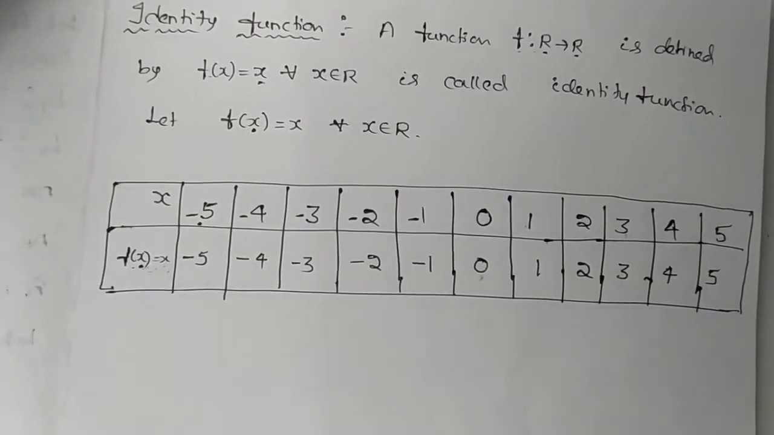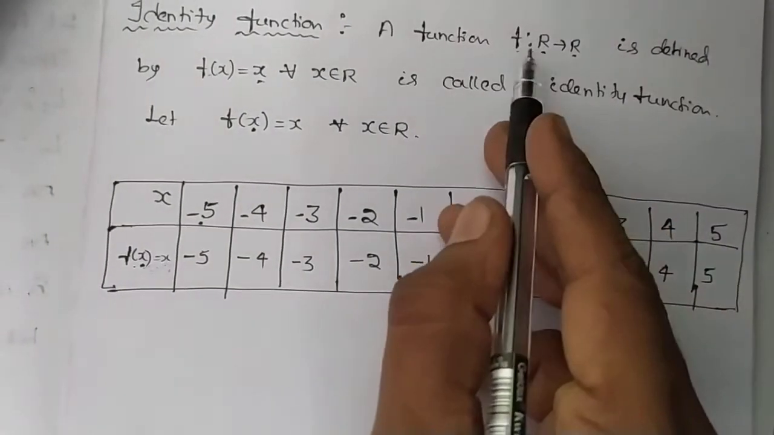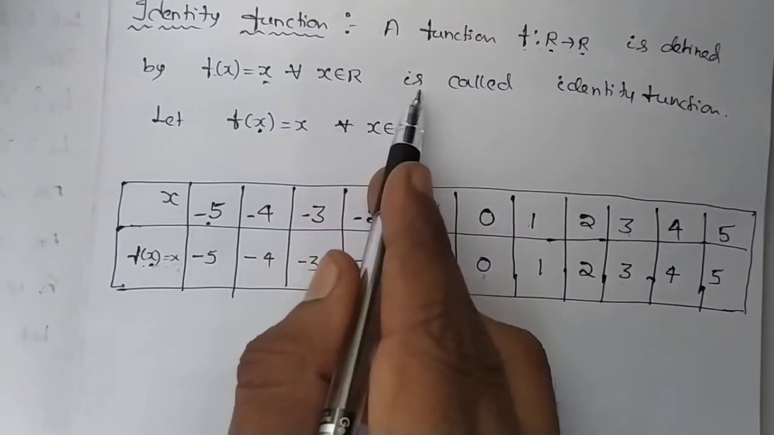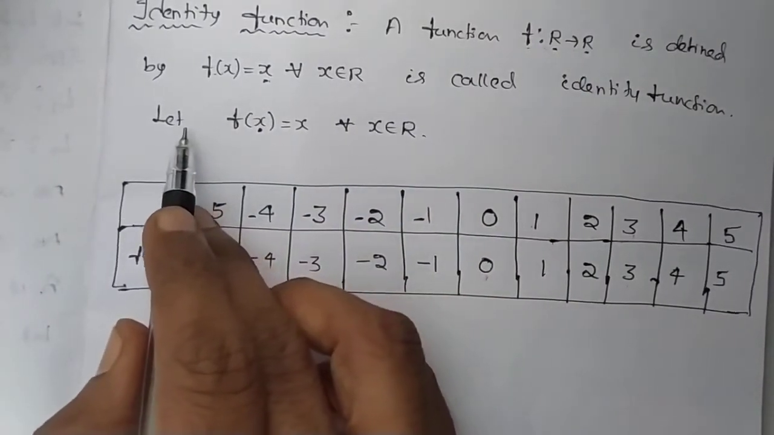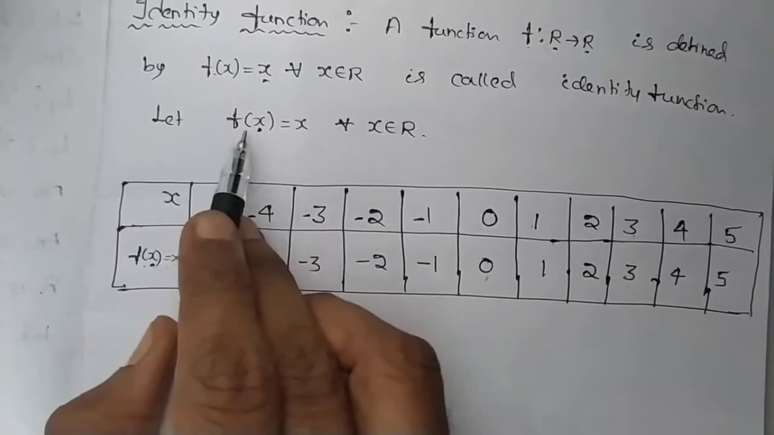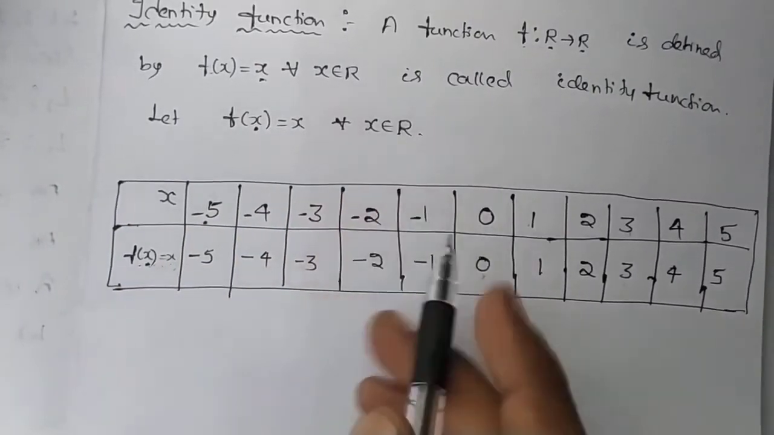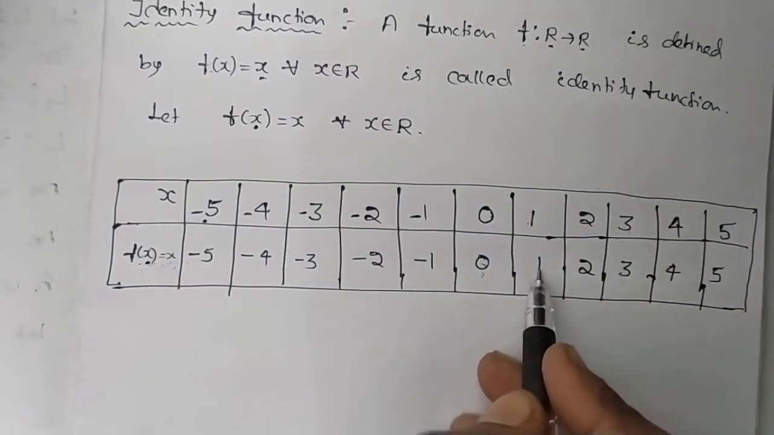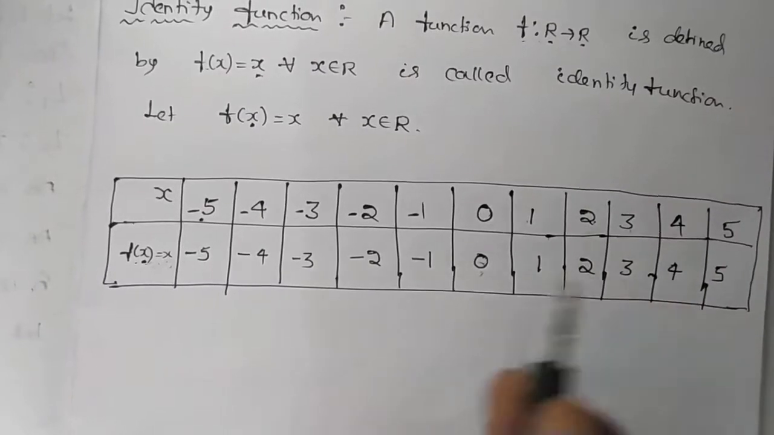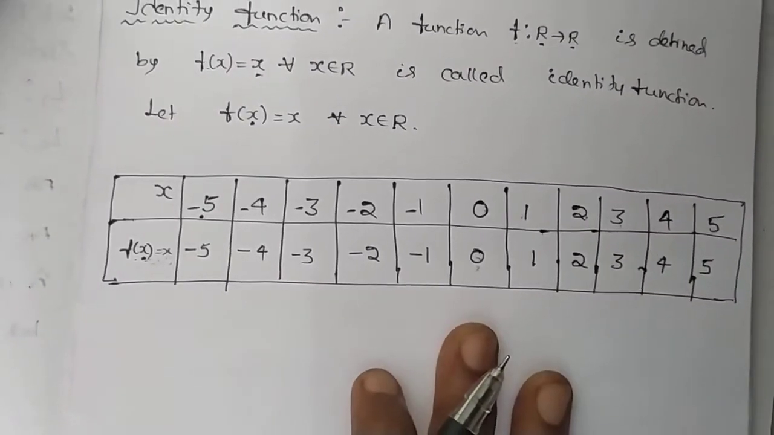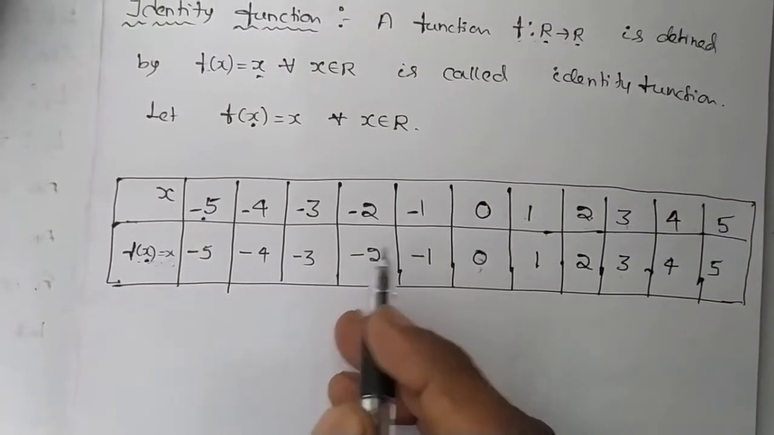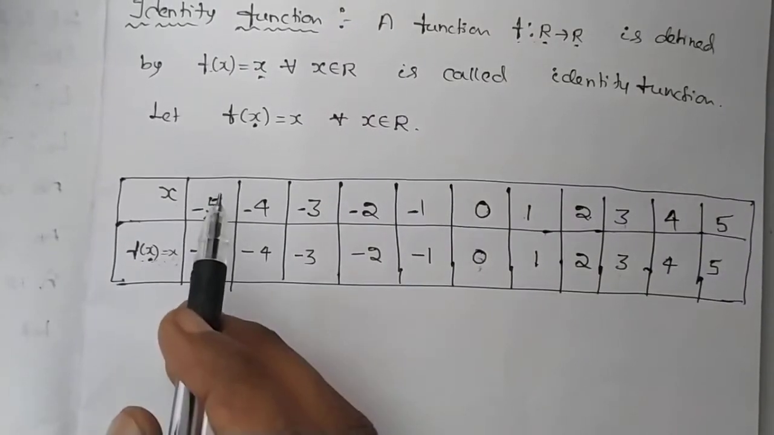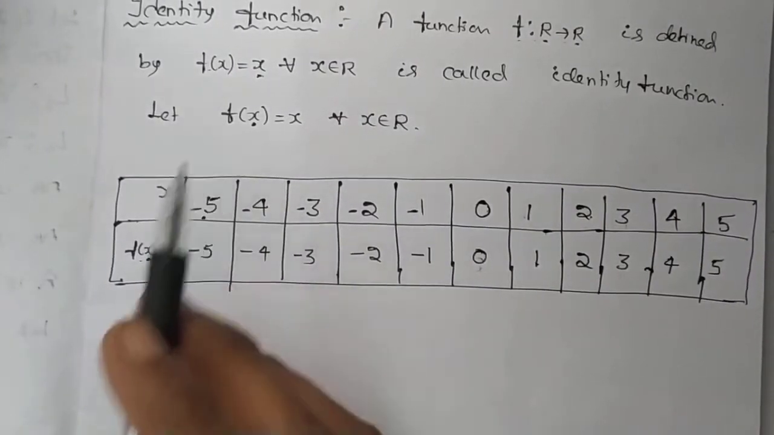It is the definition of an identity function that a function f from R to R defined by f of x equals x, where x is a real number, is called the identity function. Let us take, by using the identity function, f of x equals x, where x is a real number. If x equals 0, f of x is also 0. If x equals 1, f of x is also 1. If x equals 2, f of x is also 2. Like that, we will draw a table.